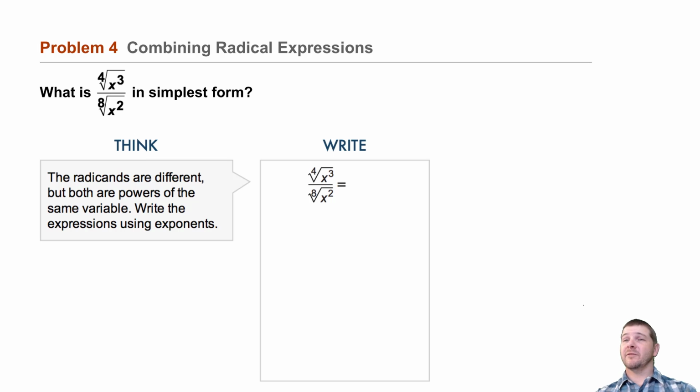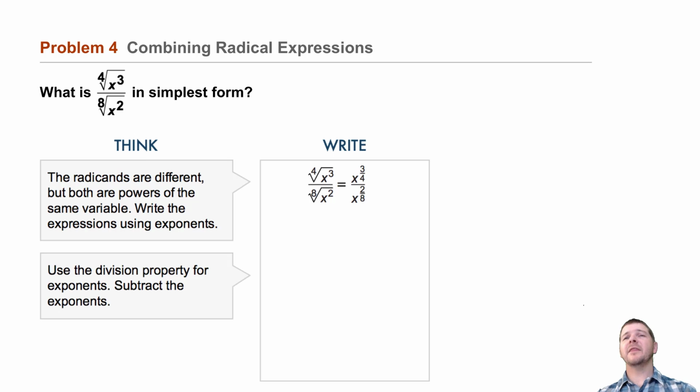And then write that the 4th root of x cubed over the 8th root of x squared is equivalent to x to the 3/4 power over x to the 2/8 power. Then think, use the distributive property for exponents and subtract the exponents. So this becomes x to the 3/4 power, the exponent from the numerator, minus 2/8, the exponent from the denominator. And that's x to the 3/4 minus 1/4 power.